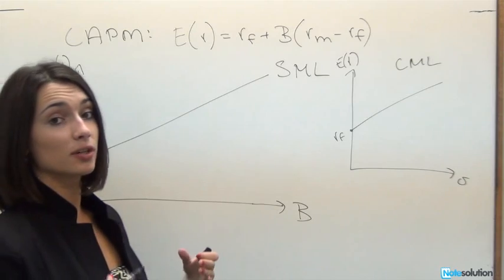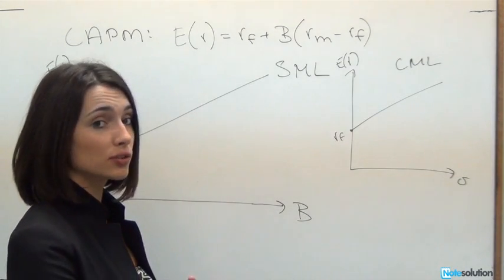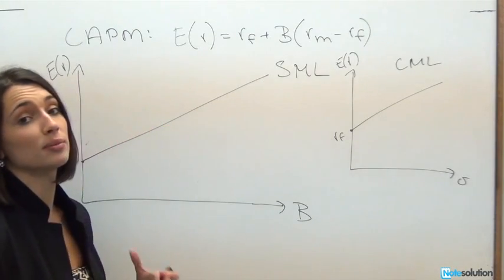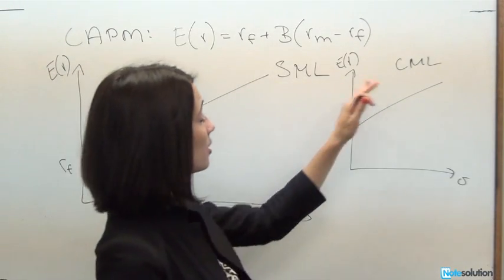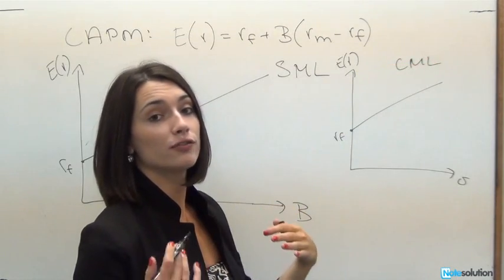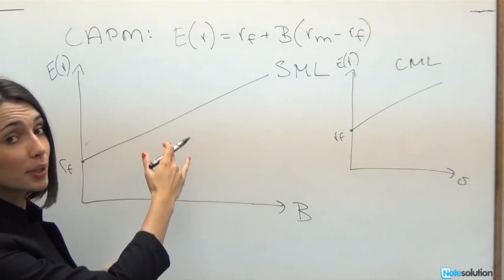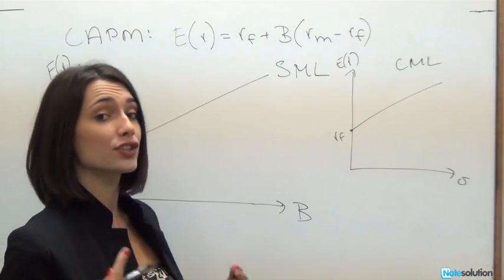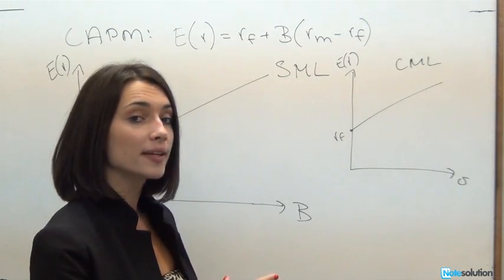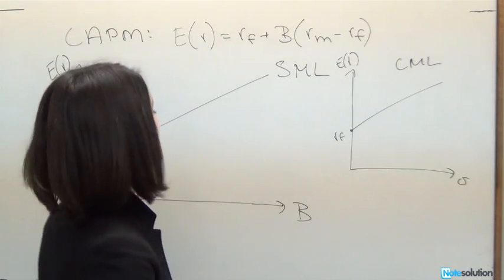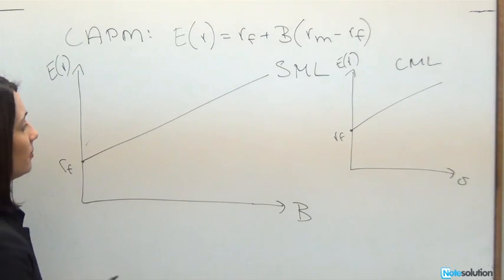Also, the formulas are a bit different. You still have your risk-free rate plus the risk premium, but the measure of risk premium is different. The CML was concerned with actual efficient portfolios. The SML and the CAPM model is concerned with a specific security, right? So we're not looking at an efficient portfolio, we're looking at a security. Let's take a look at the SML.